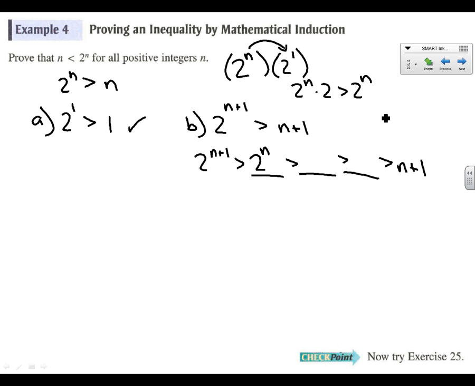All right, 2 to the n, exponents are going to be bigger than multiplying, so we're definitely bigger than 2 to the n, and that'll actually get us all the way to the end, because 2 times a number is bigger than a number plus 1, as long as that number is bigger than 1. So we've got the whole chain, it all works out, and our job here is done.